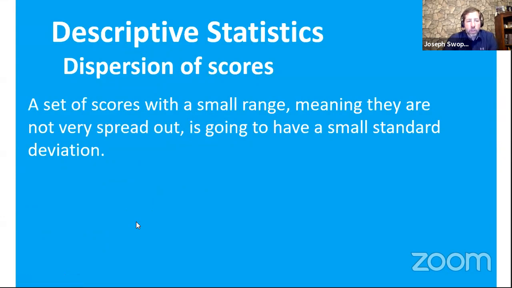Okay, dispersion of scores. This is important, and I think you're going to see this coming up, foreshadowing alert, on your homework at the end of today's video. A set of scores with a small range, meaning they're not very spread out, is going to have a small standard deviation, and I think that makes intuitive sense.